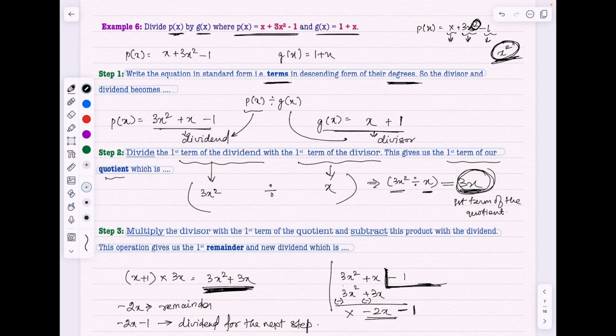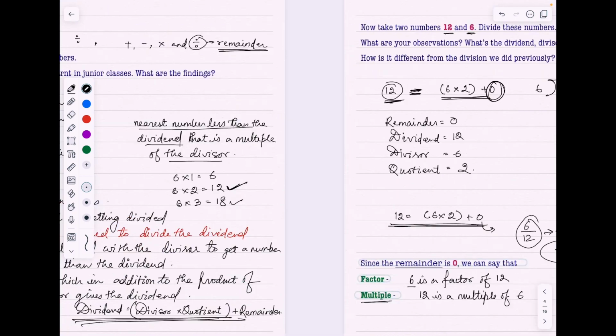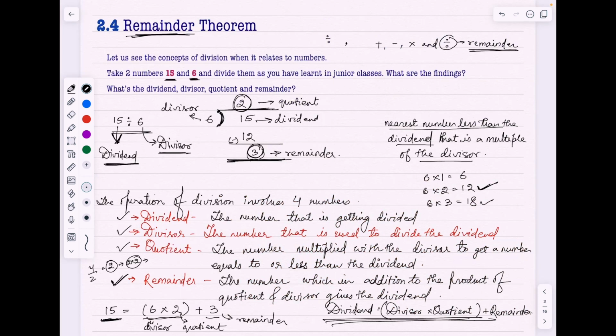Here 3x square is cancelled and I got minus 2x. So my plan of attack for the next phase is to remove this minus 2x from the calculation. In the next steps I will remove this minus 2x. You're getting it? Same thing we are doing here also, no? In the division of numbers, instead of getting that same number, we were going for a number closest to that digit.